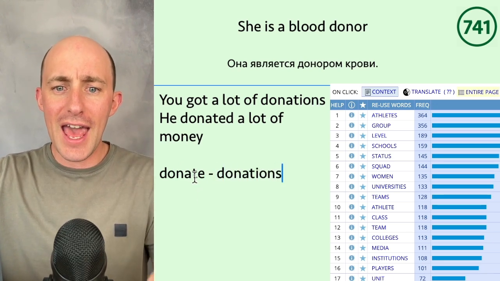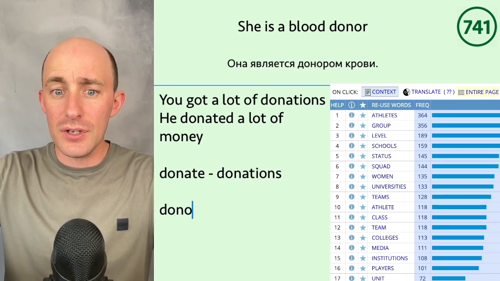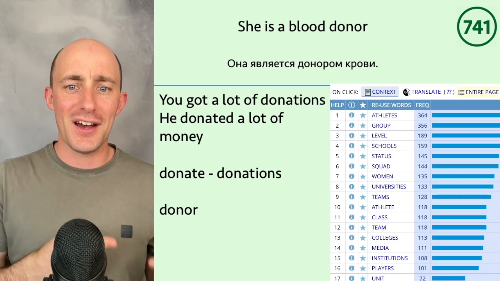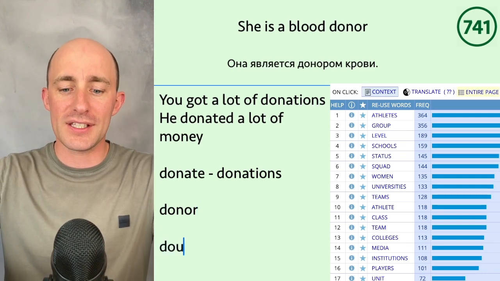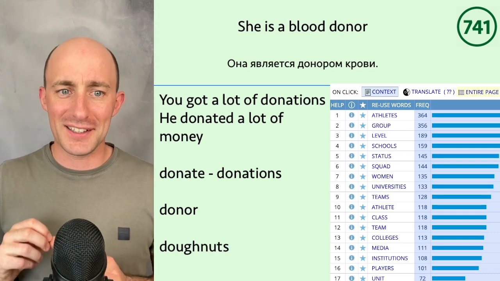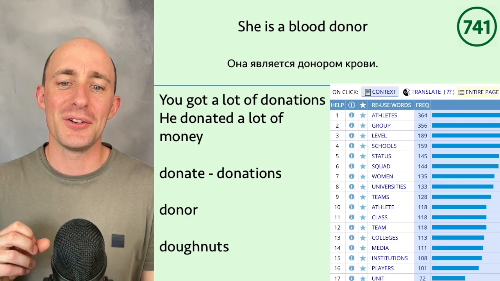The stress on the a. Donor. The stress on the o. Donor. And actually donor in English is the one that sounds like donuts. Donate. Donuts. Donor.